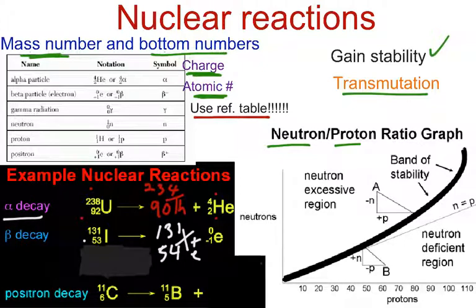The third one. We have carbon-11, with atomic number 6, and it's forming boron, with atomic number 5, right?